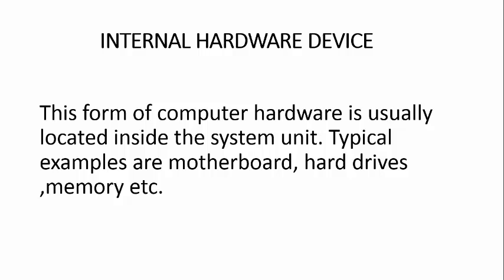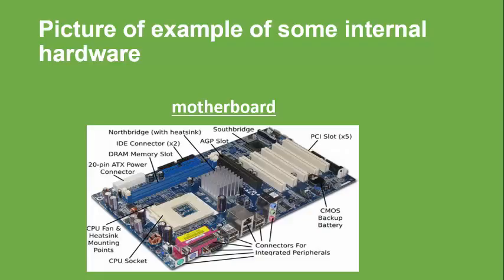The internal hardware. This form of computer hardware is usually located inside the system unit. Typical examples are the motherboard, hard drives, and the memory. These are pictures of some examples of internal hardware. You have the motherboard, whose parts are labeled.